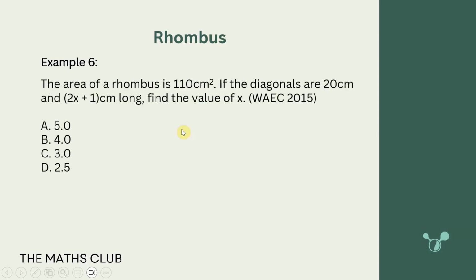It says that the area of a rhombus is 110 centimeters squared if the diagonals are 20 centimeters and 2x plus 1 centimeters long. Find the value of x. From WAEC 2015. Also, pause the video and try this out yourself. Welcome back. Let's solve it together.